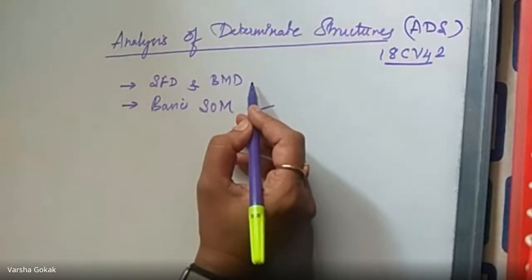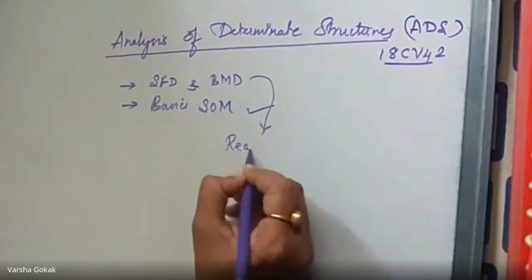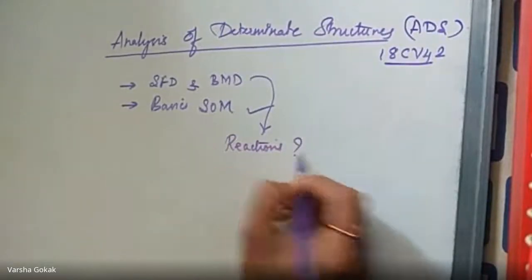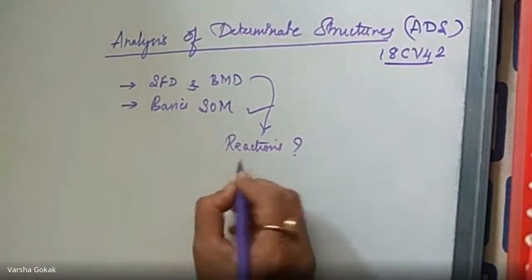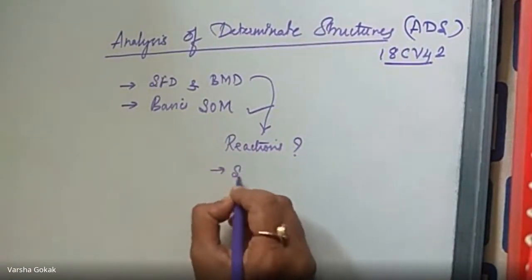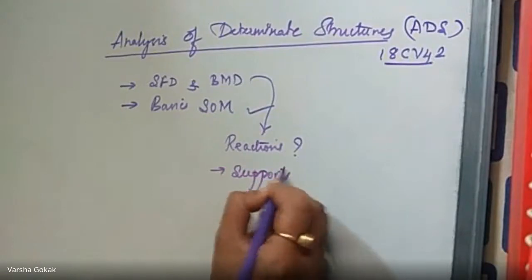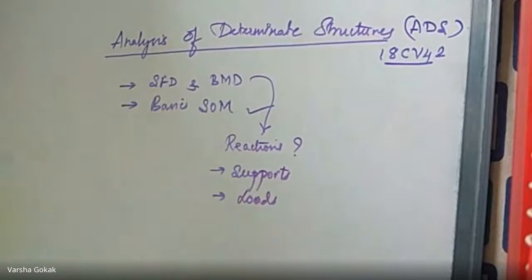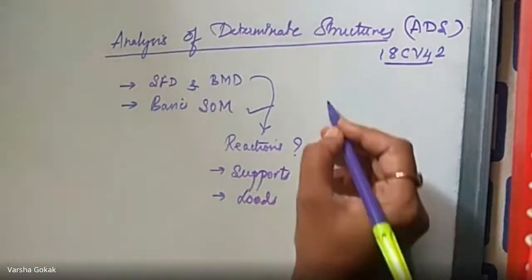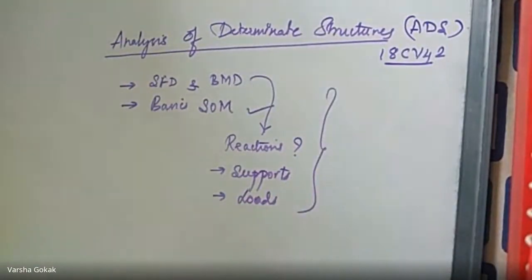When I go to SFD-BMD, we need to know how to find the unknown reactions in case of a beam. When I talk of reactions, we will also come across the types of supports and the types of loads that come over a beam. These basics are required when we are dealing with analysis of determinate structures. That is why yesterday I asked you all to please brush up. If not, I will be doing it in between, so you can go through.